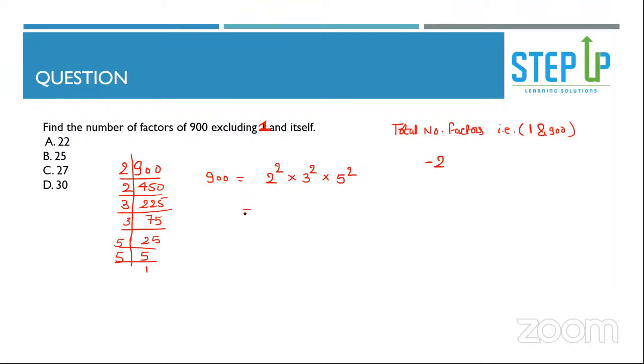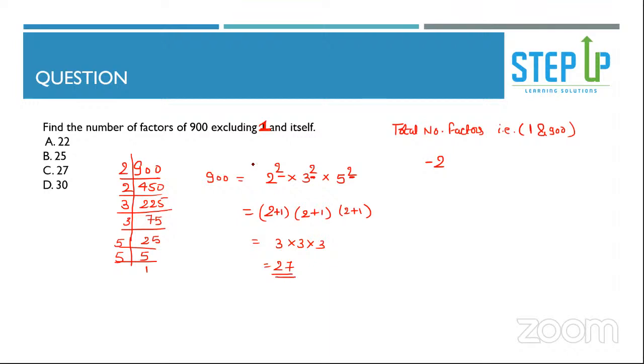Right. So now we will take this 2, add 1 to it. We'll take this 2, add 1 to it. We'll take this 2, add 1 to it. So you will get what? 3 into 3 into 3, that is 27. 27 are the total number of factors.